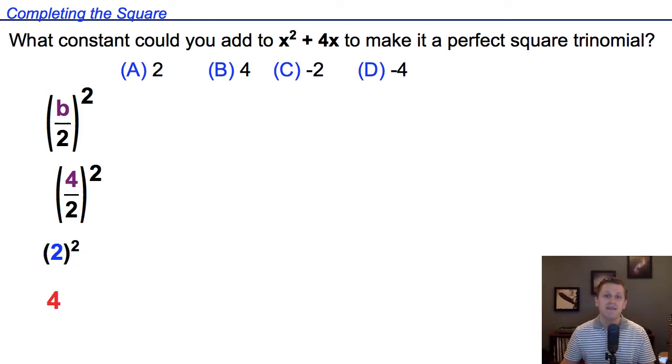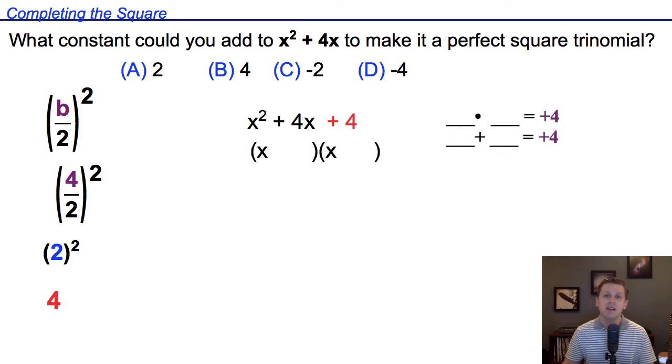Let's check this by factoring. First, we'll rewrite our binomial x squared plus 4x. We said to make it a perfect square trinomial, we were going to add 4. If we went to factor this, we would use trinomial factoring and find two numbers that multiply to the c term of 4 and add to the b term of 4. Those numbers, of course, are positive 2 and positive 2. This is a perfect square trinomial.